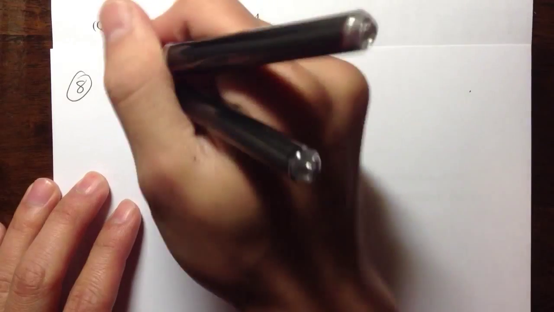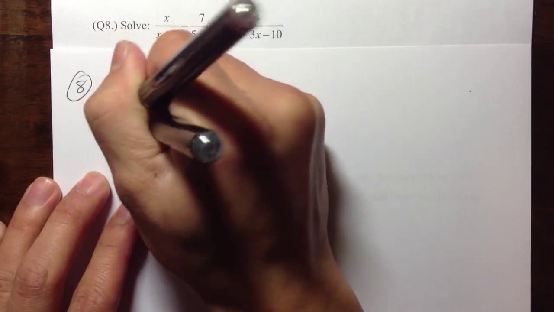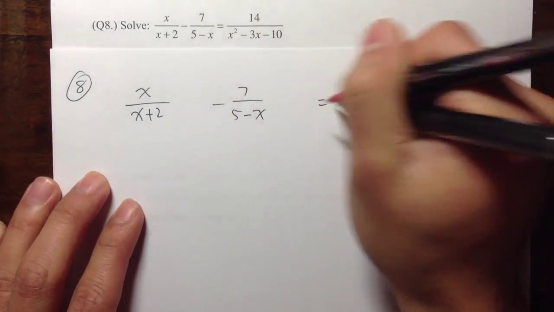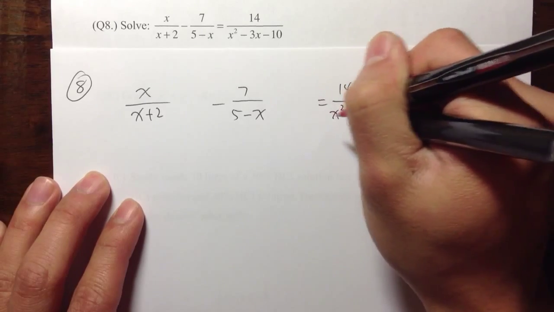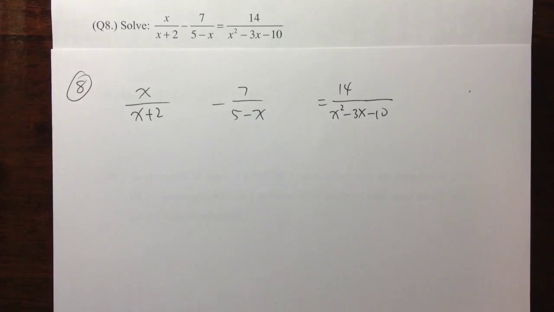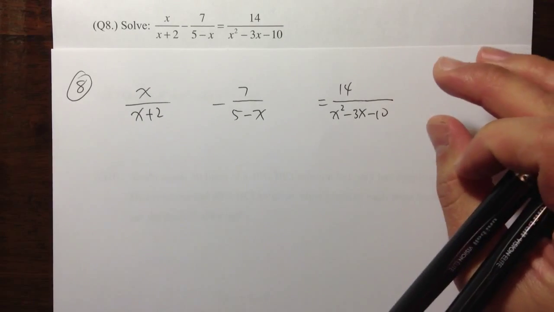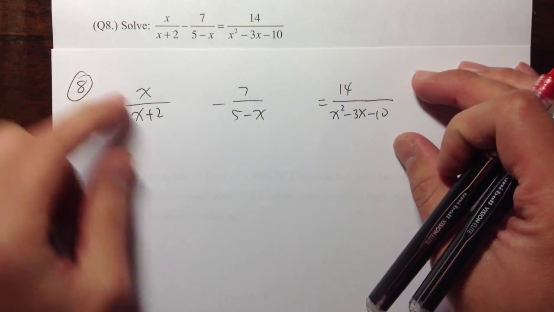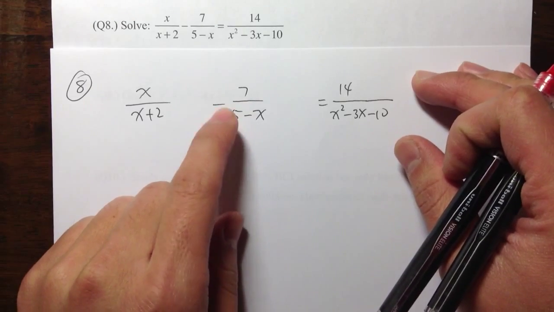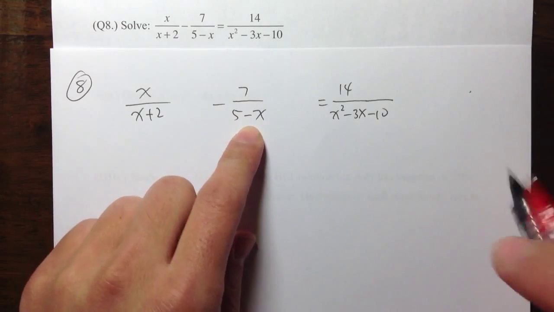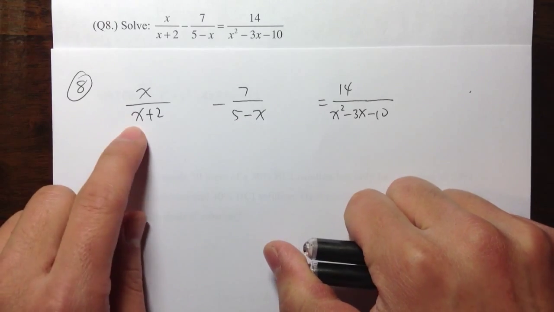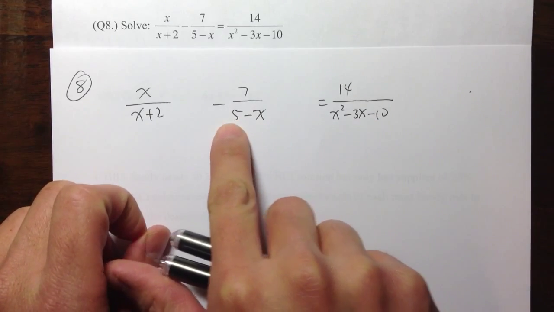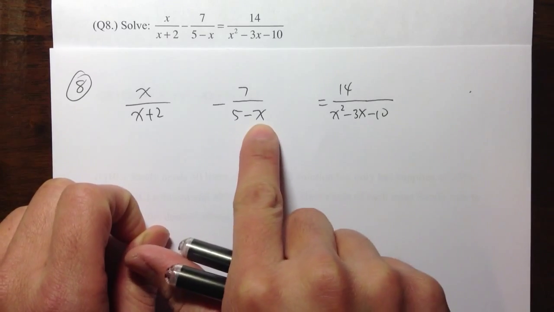Solving rational equations. First, we have x over x plus 2 minus 7 over 5 minus x. That's equal to 14 over x squared minus 3x minus 10. In here, I actually see a problem, and the problem is not because we have fractions. The problem is this one, I have 5 minus x. Usually, we like to have x in the front, just like x plus 2, or like x squared minus 3x minus 10. But in this case, I have the number first, the 5 minus x.